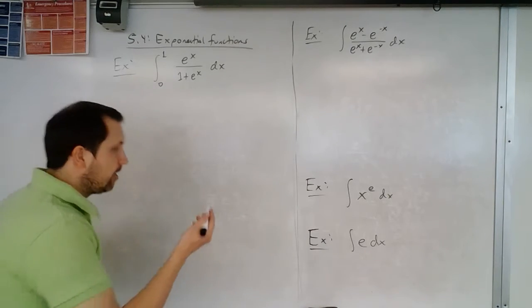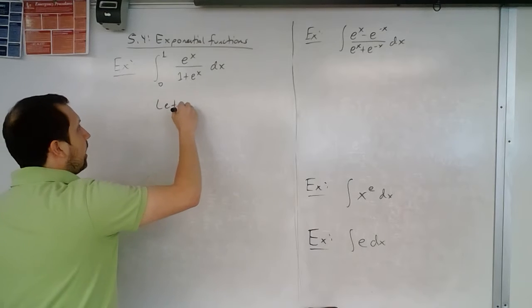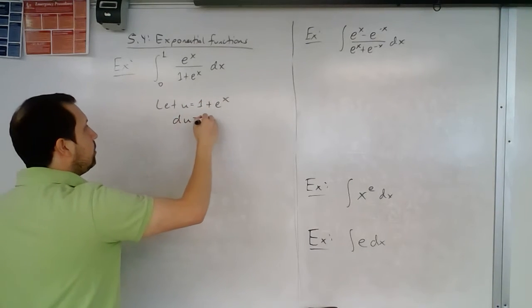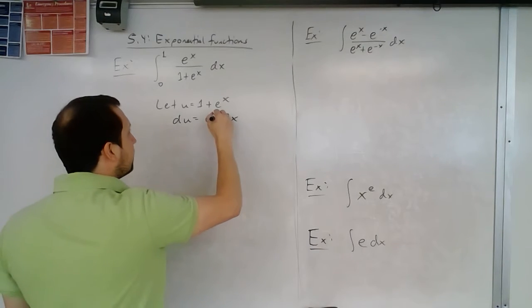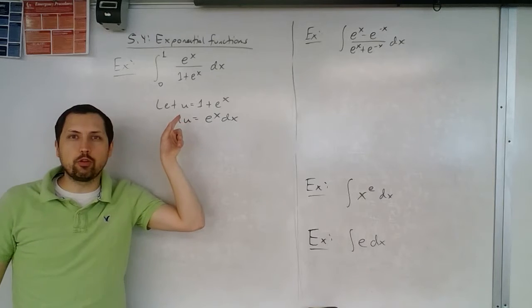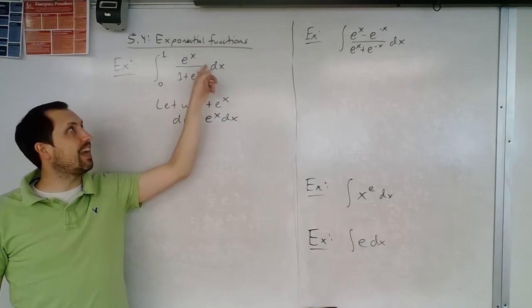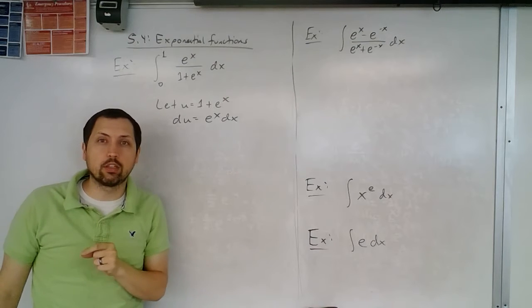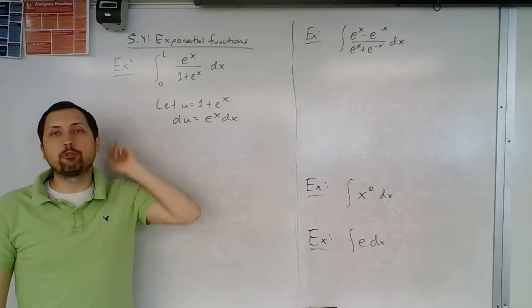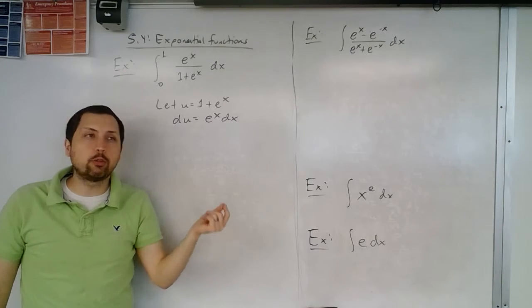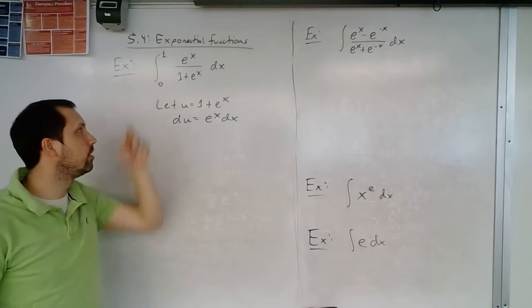So let's try that. If we're going to let u be equal to 1 plus e to the x, then du is equal to e to the x dx. My denominator was 1 plus e to the x, that's u. The numerator is e to the x times dx, that's perfect. So this was a great choice of u-substitution. Now, because we have bounds, remember, we want to plug in our bounds and figure out what those are in terms of u's, because these are really x values.